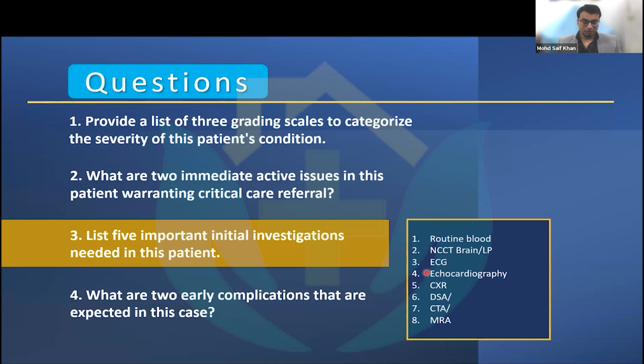So ECG is very, very important. And apart from ECG, you have to go for echocardiography as well. But that is not an urgent investigation, but you can still mention it. And suppose CT angiography is not possible or DSA is not possible, you have to go for MRA. All right, so these are the initial investigations.